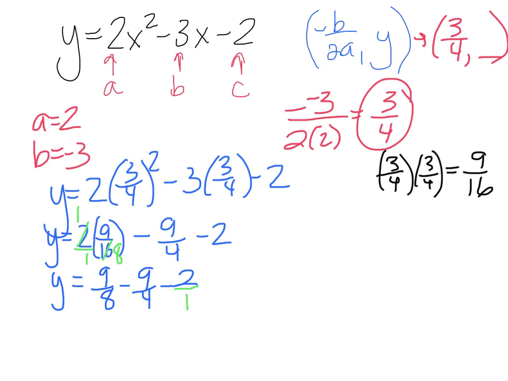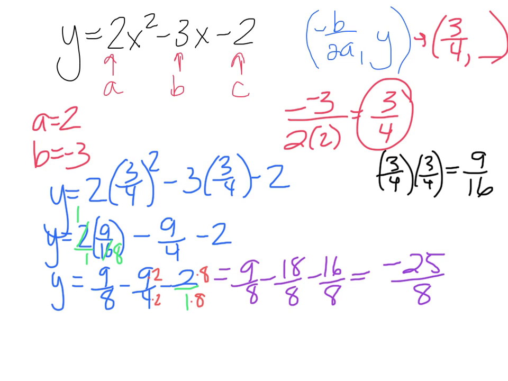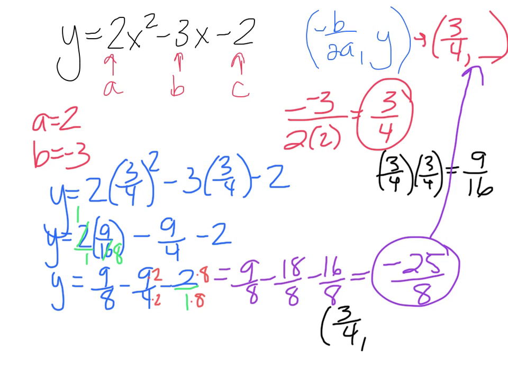denominator. So common denominator here is 8, so multiply this by 2 and that by 2, this by 8, and that by 8. When you do that, what it's going to simplify to is 9 over 8 minus 18 over 8 minus 16 over 8. When you bring that all together, you'll end up getting negative 25 on the top over 8. And that's the y value. So you can take that and put it in here. So the final answer is the exact minimum on this function is going to be at the ordered pair 3/4 and negative 25/8. That's how you can find the vertex using algebra.